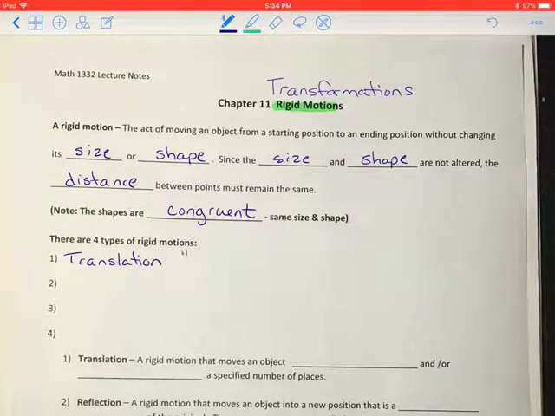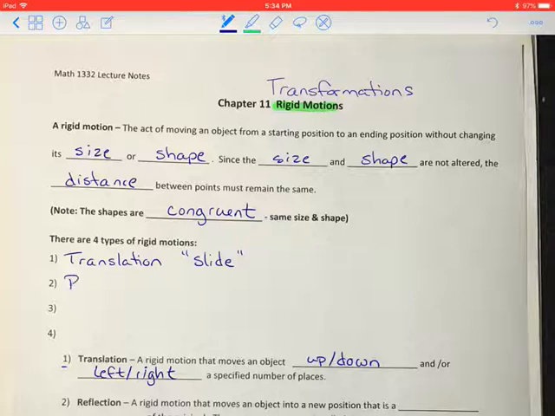And a translation is basically a slide. We're going to take our object, we might move it left, right, up, or down. So let's go ahead and fill out that number one right here. So a translation is a rigid motion that moves an object up or down and possibly left or right a specified number of places. So we're going to be doing these on a grid or a graph.